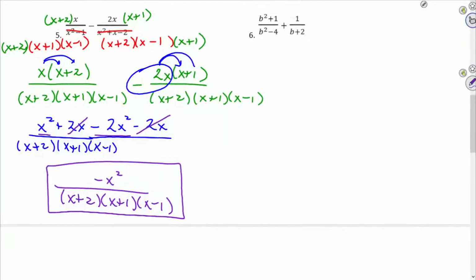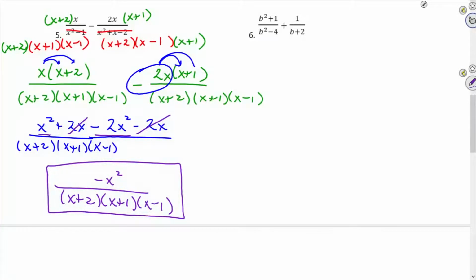So a lot of steps there. You want to first factor the denominator to look for your least common denominator. That will make a lot of things honestly simpler. I then find my common denominator by multiplying top and bottom by the missing factors. And then basically it's a process of simplifying your numerator. You expand things so you can combine like terms, and that's how you go.